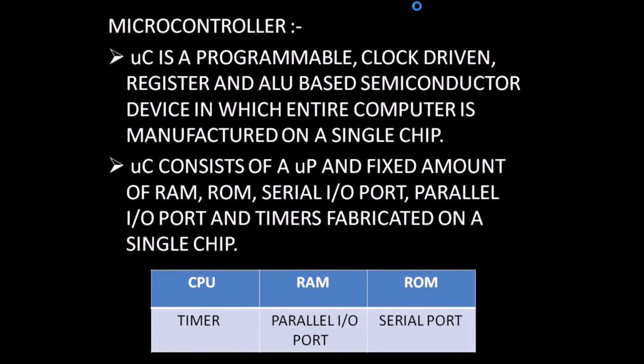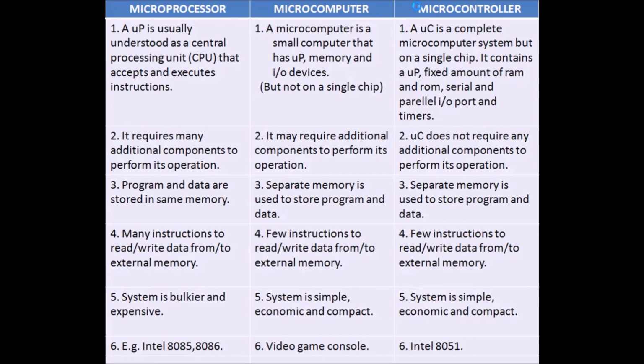The main advantage of this assembly is that it is less bulky than the microprocessor-based microcomputer system, hence it is cost-effective. Now let's see the difference between the microprocessor, microcomputer and microcontroller. The microprocessor is usually understood as Central Processing Unit (CPU) that accepts and executes instructions. A microcomputer is a small computer that has microprocessor, memory and I/O devices, but not on a single chip. A microcontroller is a complete microcomputer system but on a single chip. It contains a microprocessor, fixed amount of RAM and ROM, serial and parallel I/O port and timers.